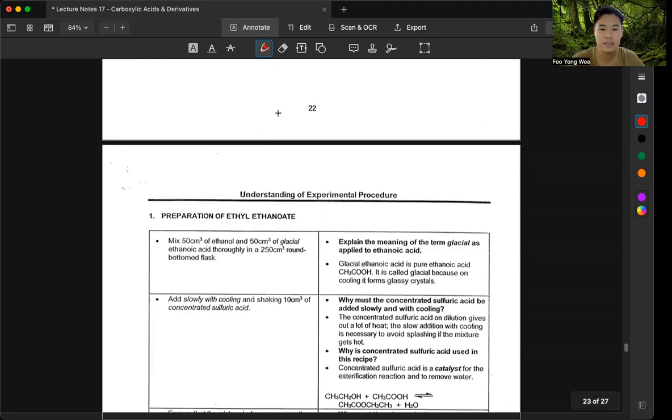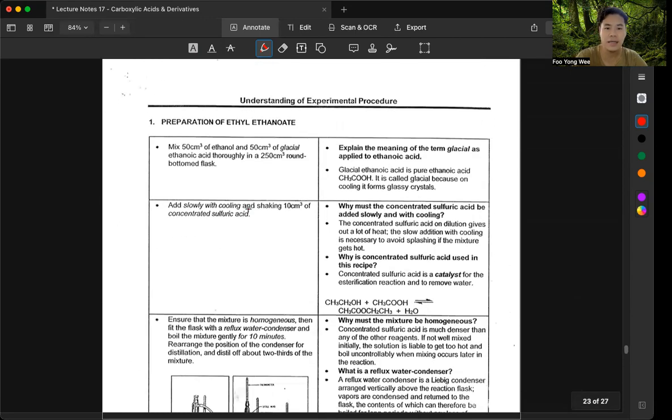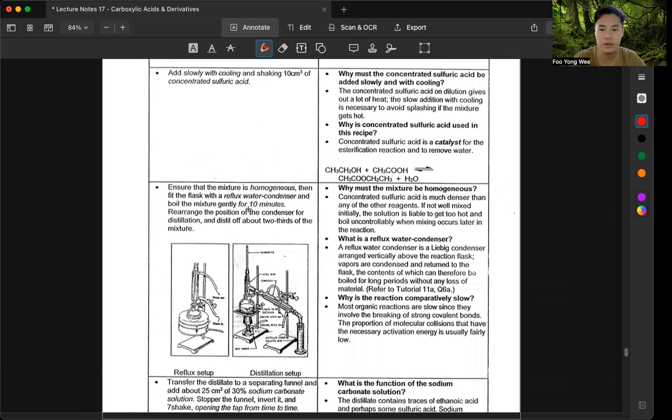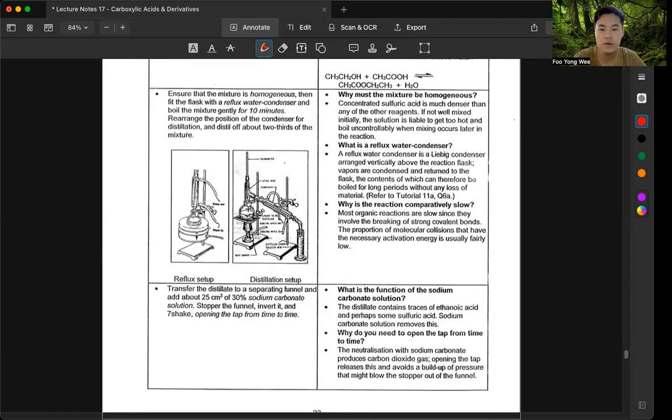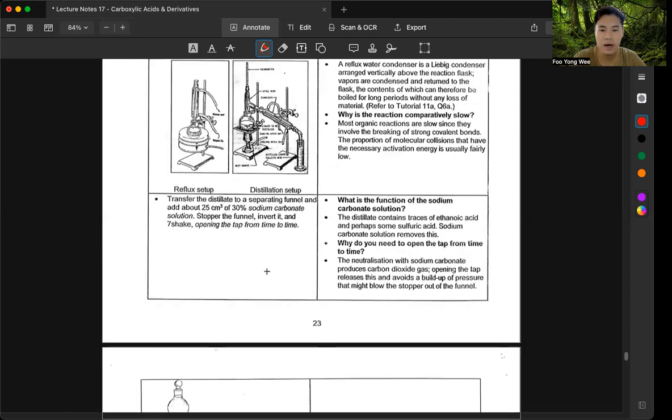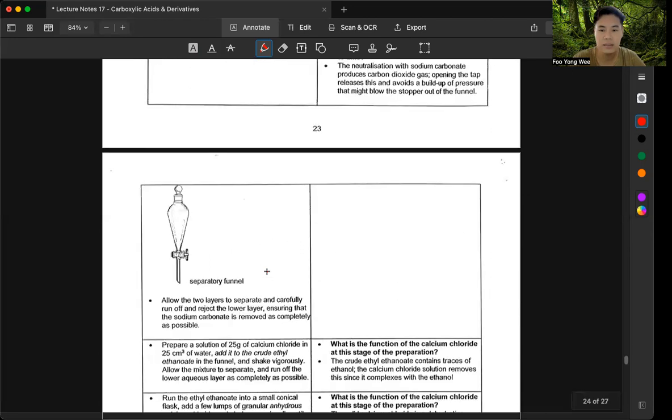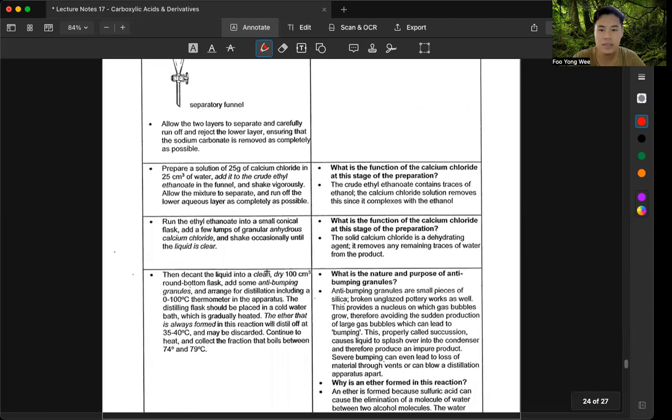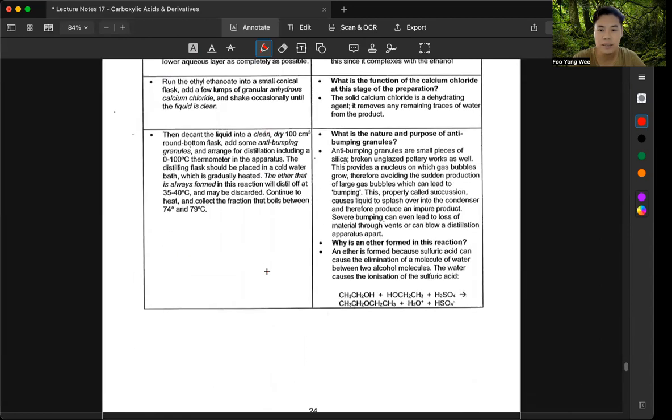Yeah. Now this is just understanding of the preparation of ethyl ethanoate, which I will not go through. You can read at your own time. So no need. It's just a more experimental procedure.